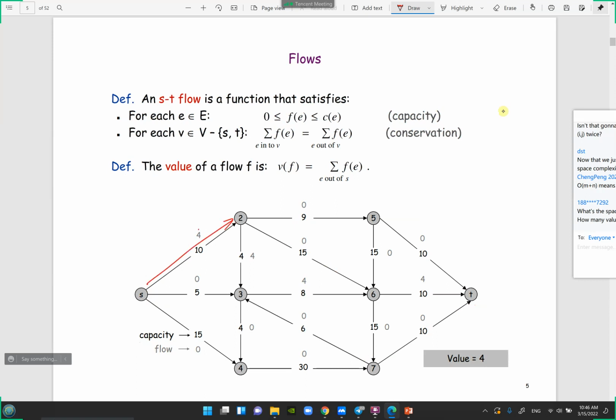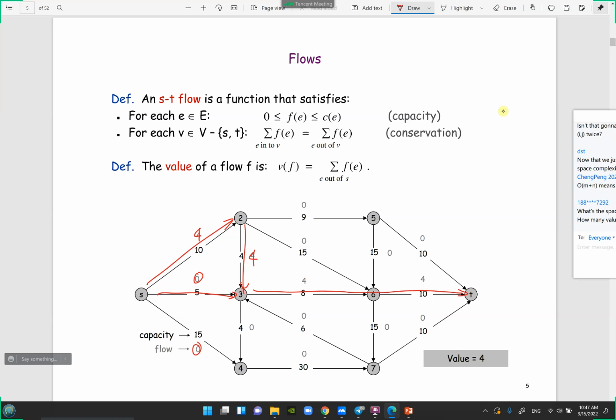For example, here we're sending 4 units of water through the edge. And then through this other edge we're sending 0 units, and over here we're also sending 0 units. And over here there's 4 units of water, and so on. So this is a flow, and you see that this water is eventually going to arrive at this T location.